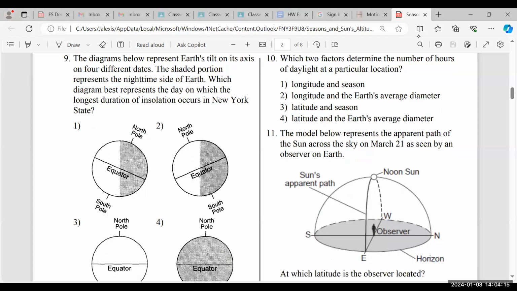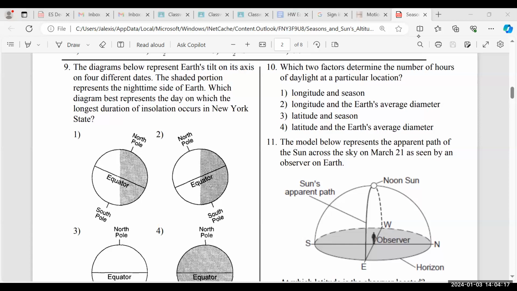All right, number 9. Number 9 says the diagrams below represent Earth's tilt on its axis on 4 different dates. The shaded portion represents the nighttime side of the Earth. Which diagram best represents the day on which the longest duration of insolation occurs in New York State? So this is all occurring in New York State. The problem is focusing on New York State. Which diagram best represents the day on which the longest duration of insolation?